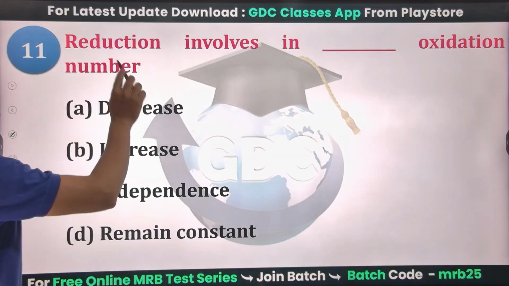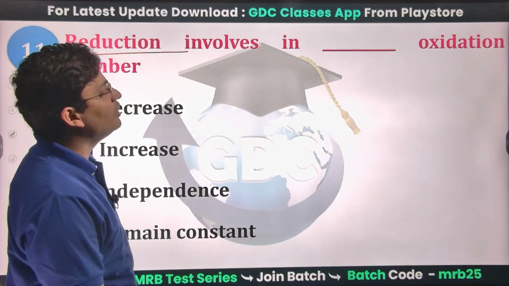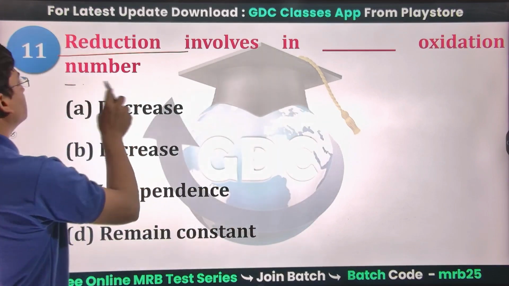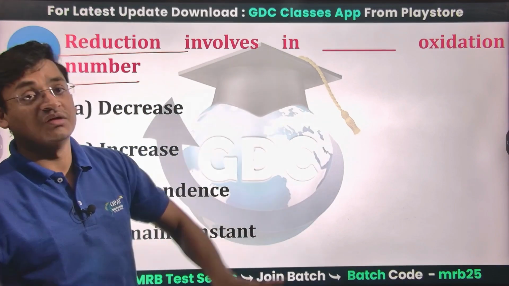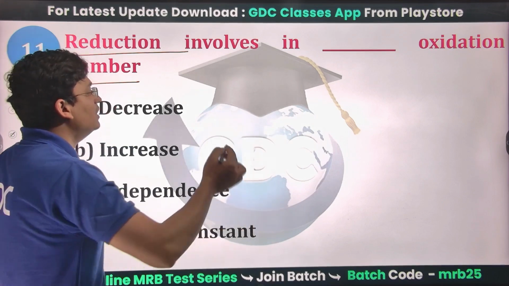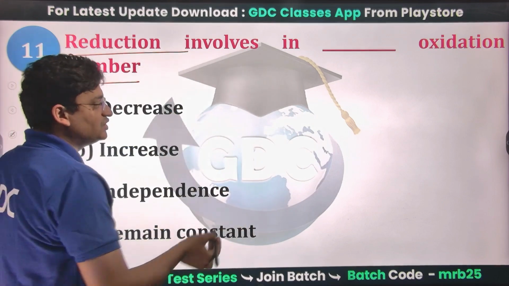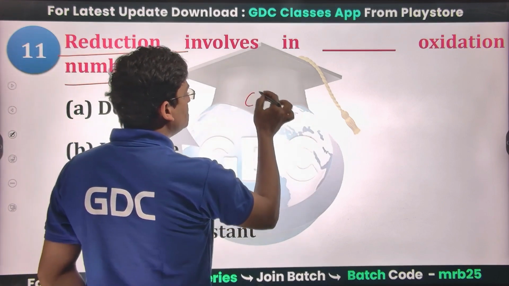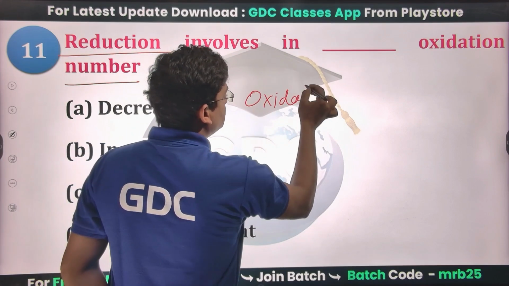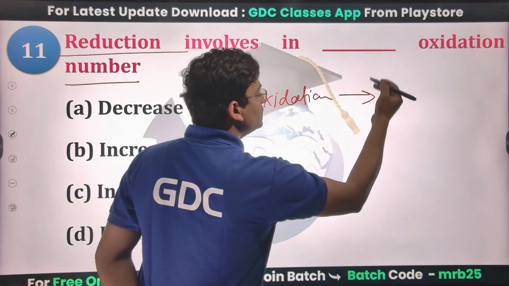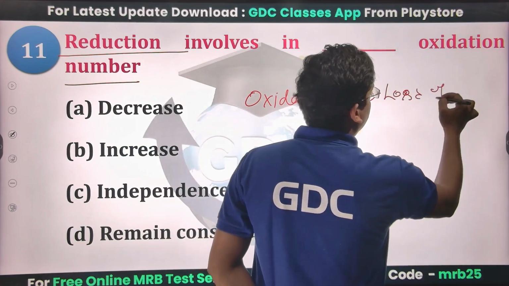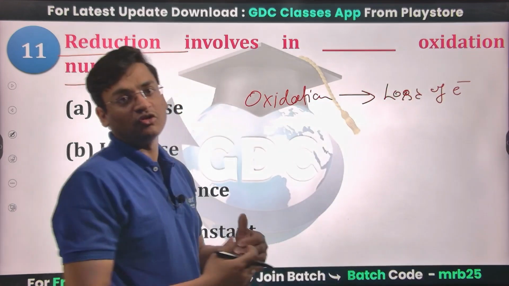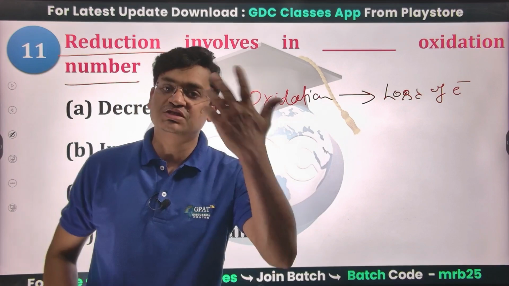Now moving to the next question: reduction involves dash oxidation number. So during reduction, what do you see in the oxidation number of a particular atom or metal? When we talk about reduction or oxidation, oxidation means loss of electrons. Loss of electrons means you will be having an increase in oxidation state.